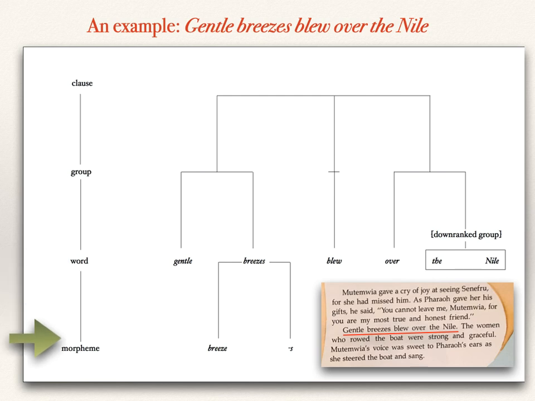And finally, then, morphemes. These are the smallest grammatical units. Breeze plus z, or is, breeze is, in English.